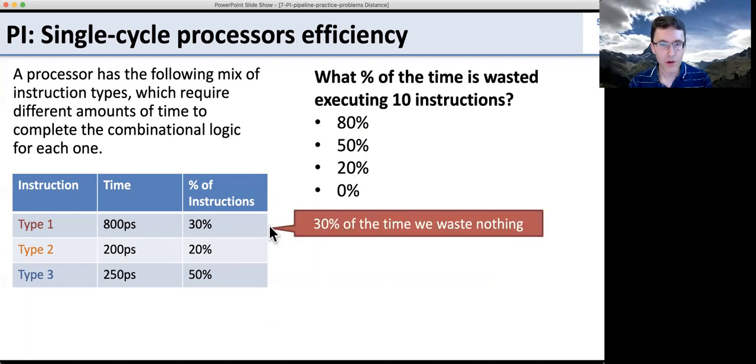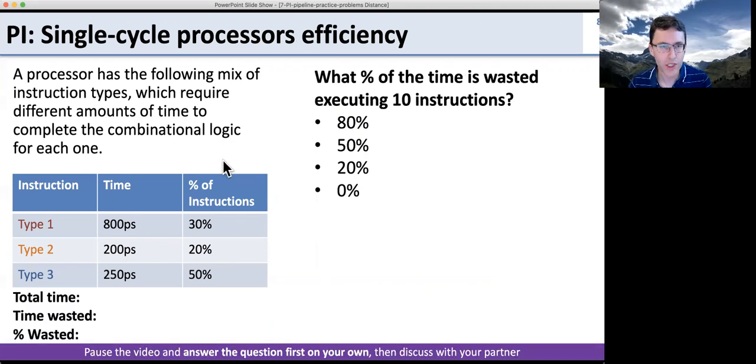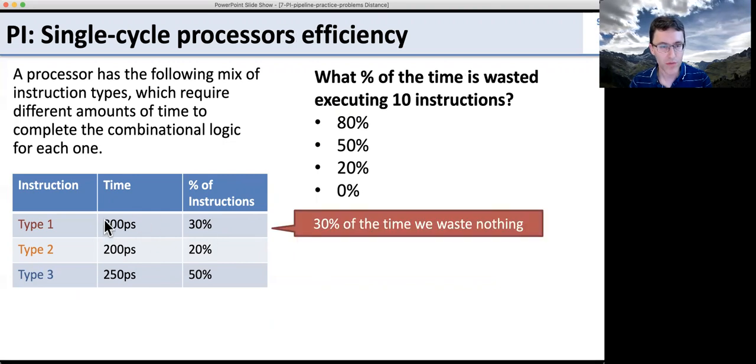Okay, so in this question, we're going to look at how much of the time do we waste executing this program. And you can see how much of the instructions take a certain amount of time. Now, we can take a look at these and we can eliminate some of them pretty quickly. So we know that for these instructions here, since the processor has to run at 800 picosecond clock speed, we're not going to waste any time here. So 30% of the time we waste nothing. So that means we can't waste 80% of the time because we know 30% of the time we're not wasting anything.